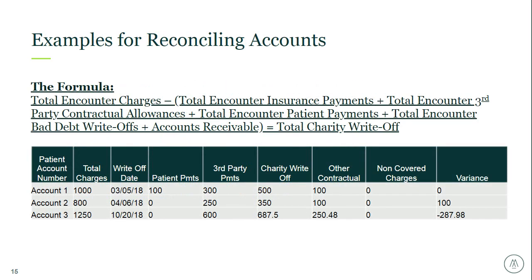So to go into more detail on reconciling of the accounts, here on this slide, we have provided a formula in which the auditors were trying to reconcile the detailed listings provided. Total charges, less payments and adjustments should equal the charity write-off. As Mike will discuss later in the presentation, this reconcile will be used in preparing the S-10 for the future cost reporting periods. You can see that account 1 reconciles correctly and has a variance of 0.